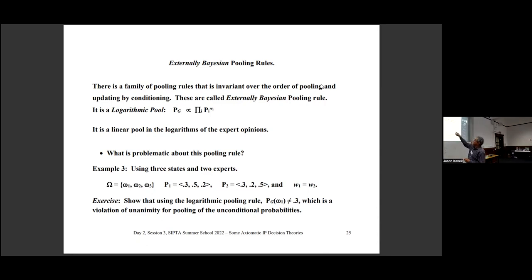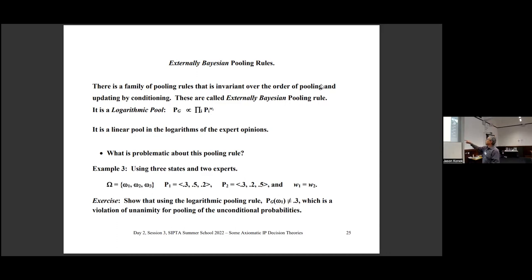Well, there is a class of rules. Mark Schervish helped to identify them, which are externally Bayesian and will preserve the value of information. They are not linear. They are linear in the logs of the probabilities. That is, you take the logs of the probabilities, take weighted averages of those, and normalize. Those will preserve the conditional results. The problem is they are not convex, so they don't preserve the agreement about unconditional probabilities. They preserve consensus on conditionals, but they don't preserve consensus on unconditionals.